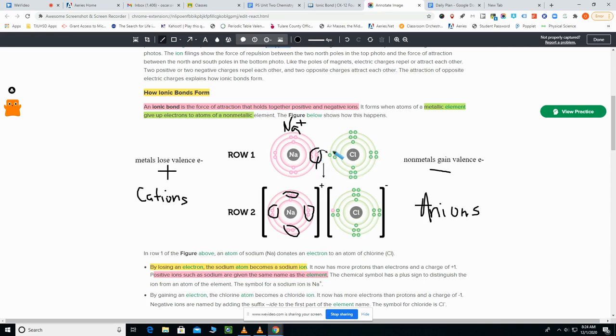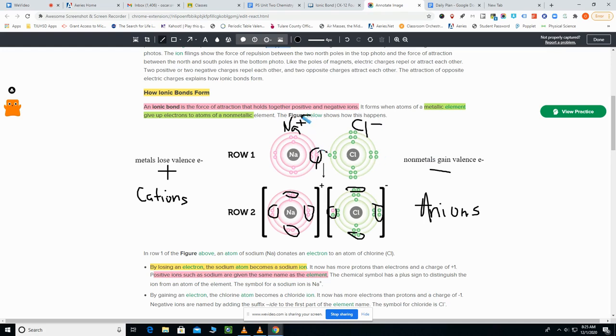Now, chlorine is a nonmetal and it wants to gain valence electrons to be stable like the noble gases. Once it gains a valence electron, which could come from another atom, in this case sodium, it has a full octet. And since it gained one valence electron, it'll have a charge of -1.